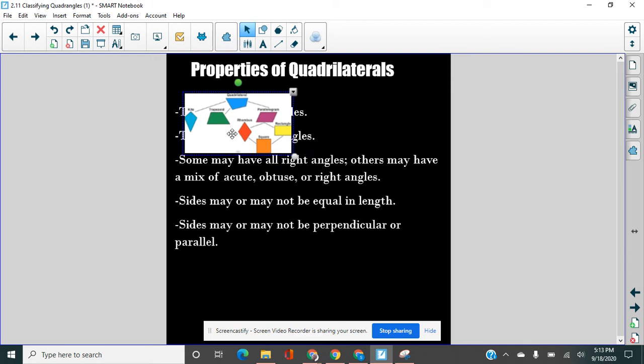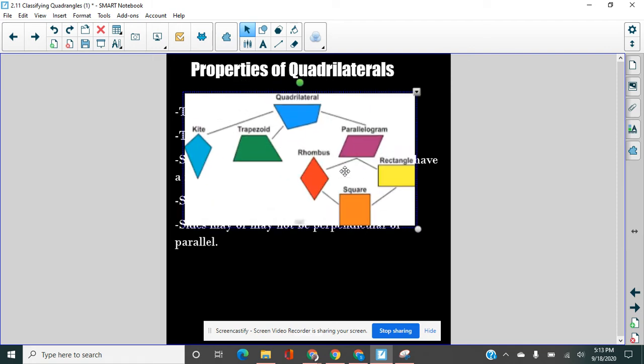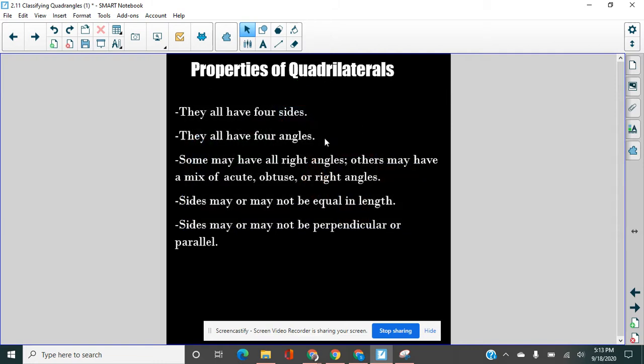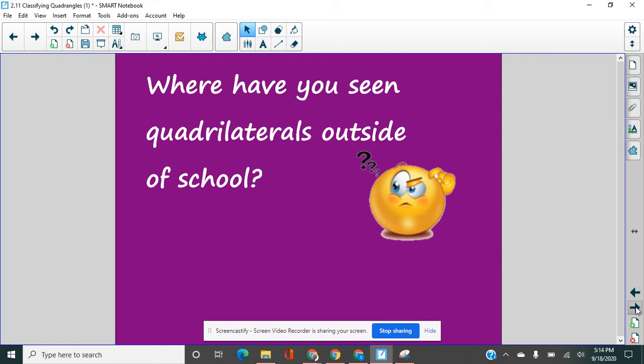Maybe we can make this bigger. Sometimes you just have a quadrilateral that doesn't fit any of these special categories, and it's just called a quadrilateral, right? Other properties of quadrilaterals, they have four angles. Some of them might have right angles or some acute angles or obtuse angles or a mix. The sides might be equal, right? Like in a rhombus or in a square, or they might not. Some sides might be perpendicular, and other sides might be parallel, right? So the key idea here, though, of course, is four sides. So we are going to be working with quadrilaterals.